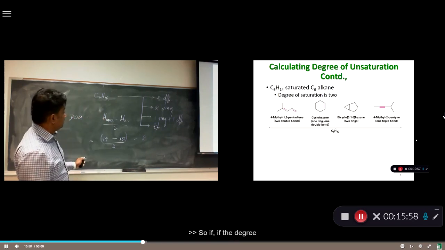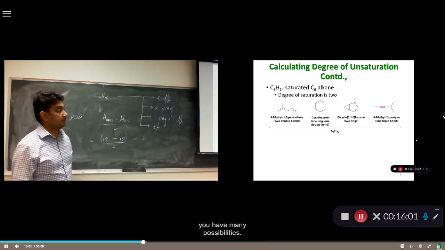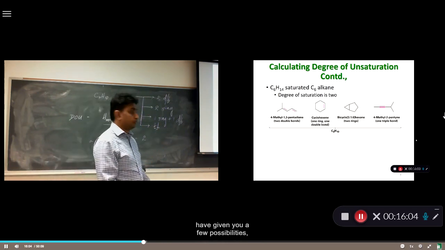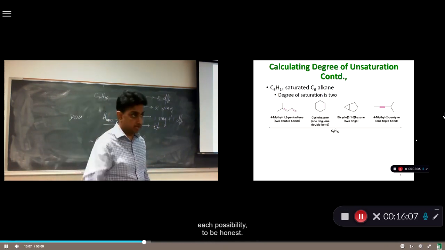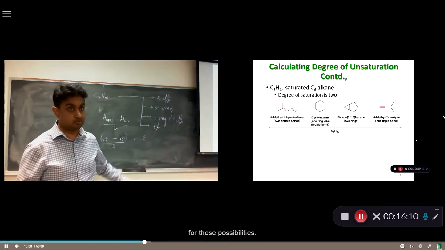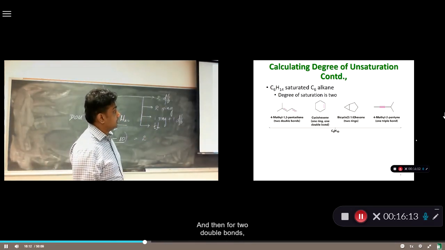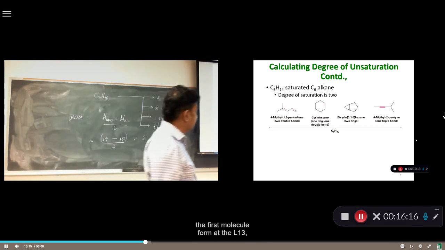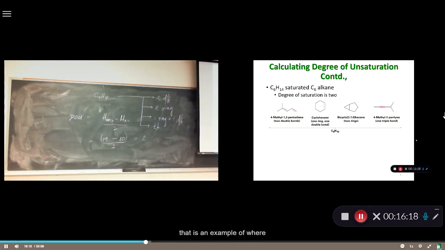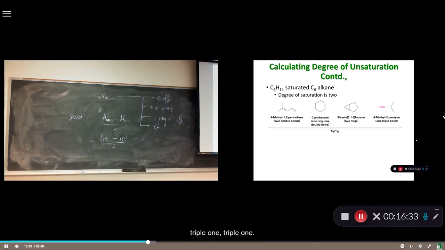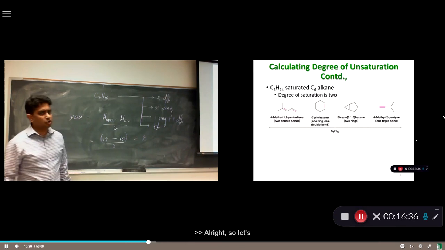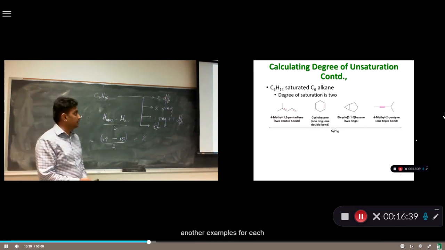So if the degree of unsaturation is 2, you have many possibilities. In this slide I have given you a few possibilities, one example for each, but there are many examples for these possibilities. For two double bonds, the first molecule, 4-methyl-1,3-pentadiene, is an example. The second molecule is an example for a ring and a double bond. The third one is an example for two rings, and the fourth molecule is an example for one triple bond.